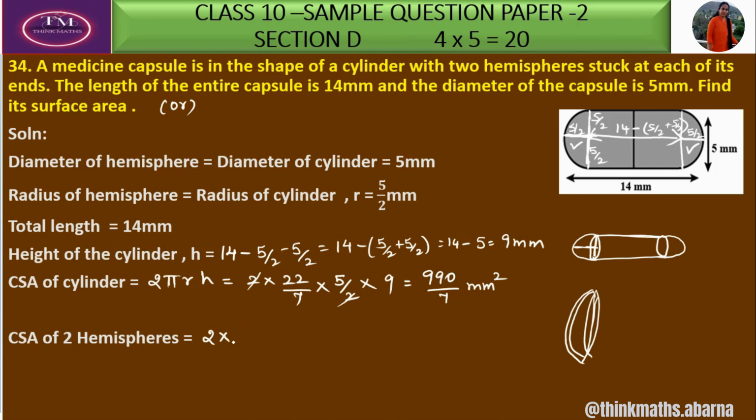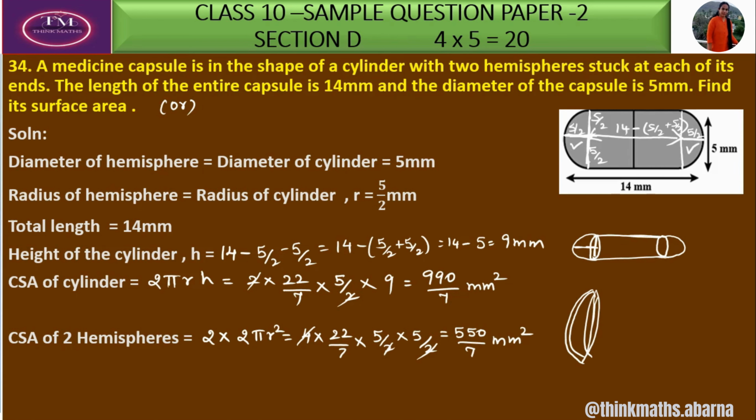So it is nothing but 2 into the CSA of one hemisphere. What is the curved surface area of a hemisphere? It is nothing but 2 pi r square. So 2 into 2, it is 4, into pi, which is 22 by 7. What is the radius? The radius is 5 by 2 into 5 by 2. So this 4 and 2 into 2, 4 gets cancelled. The remaining will be 22 into 5, 110. 110 into 5, it is 550 divided by 7 millimeter square.